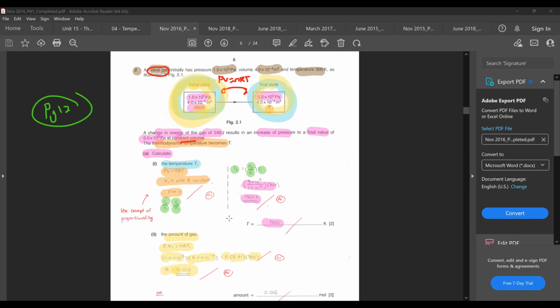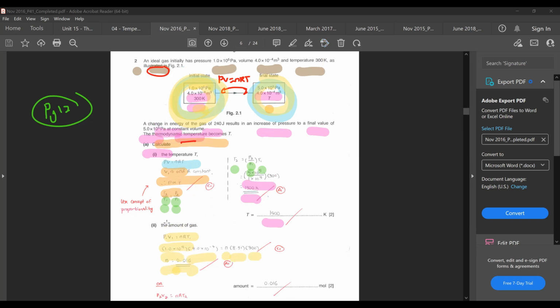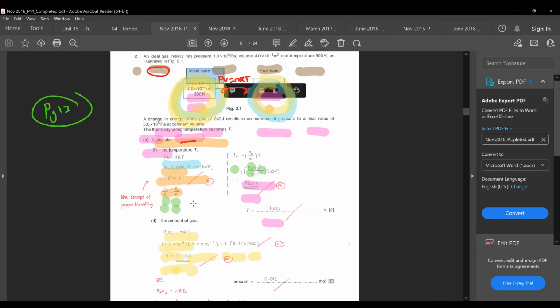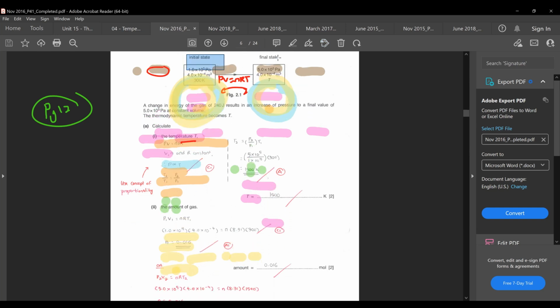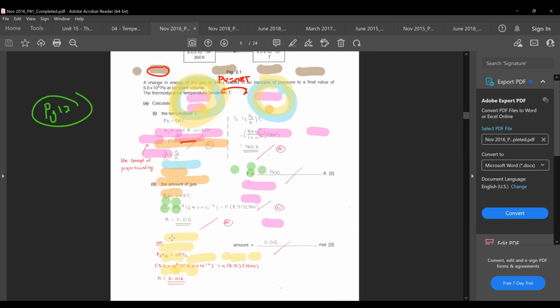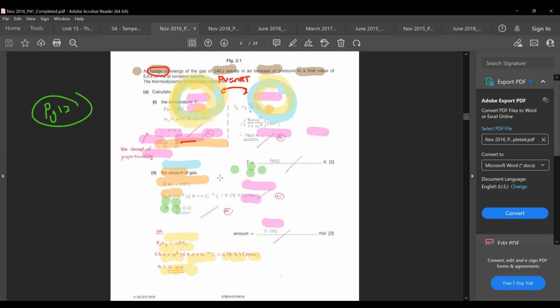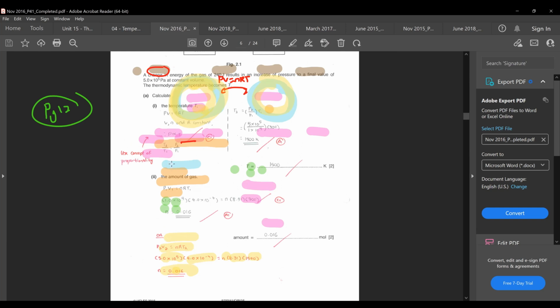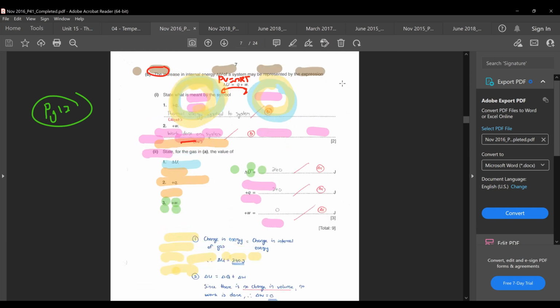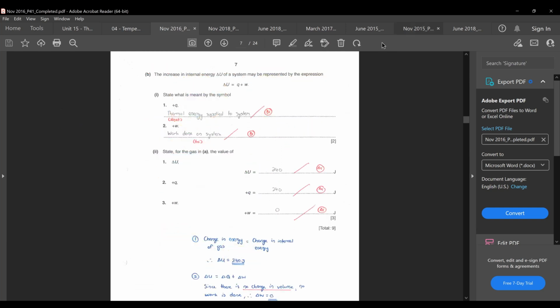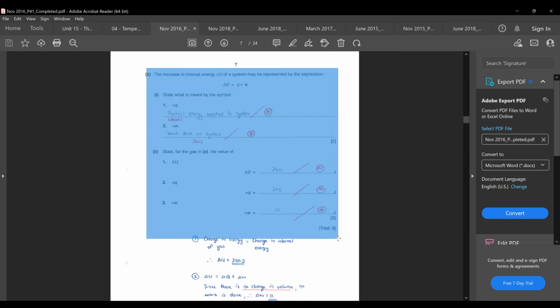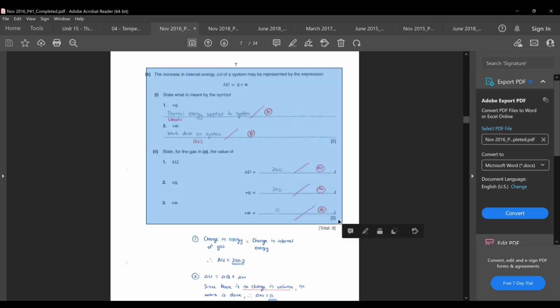So this one is applied for the initial state. If you apply PV equals nRT for the final state, you also get back the same answer. So it doesn't matter which one you use. This one is just some basic calculations related to ideal gas. The next question is the one that is directly related to what you've just learned.